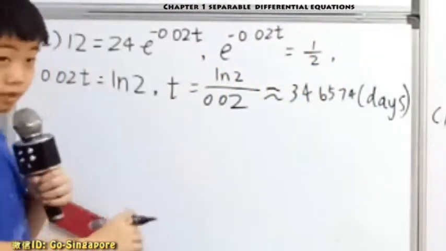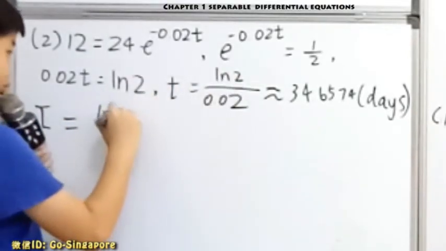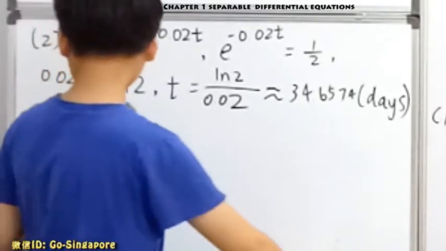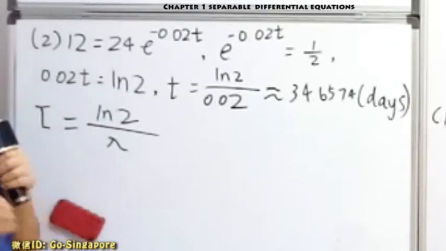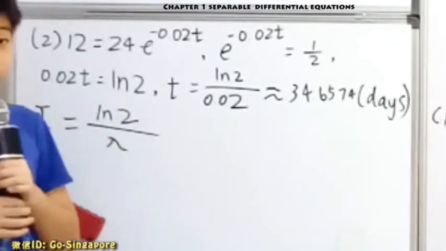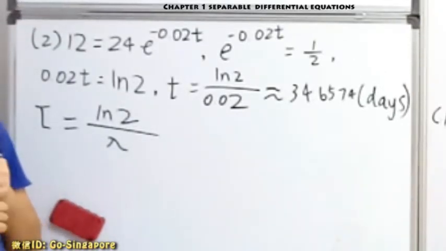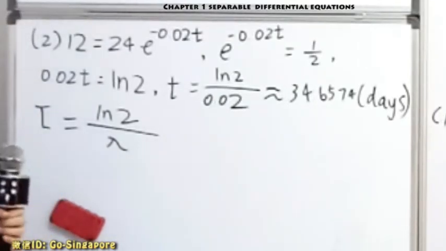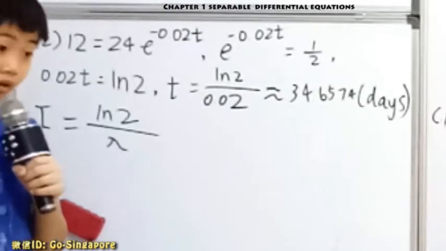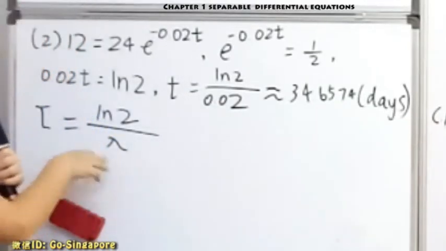This time t, we can write it as tau, and it is ln 2 over lambda. This is very, very important. For tests, we can straight away use this formula, especially for half-life. We can apply this in many questions. How do we find lambda? Well, we can measure, we can count, we can time, we can survey. We have a lot of methods to find this lambda.